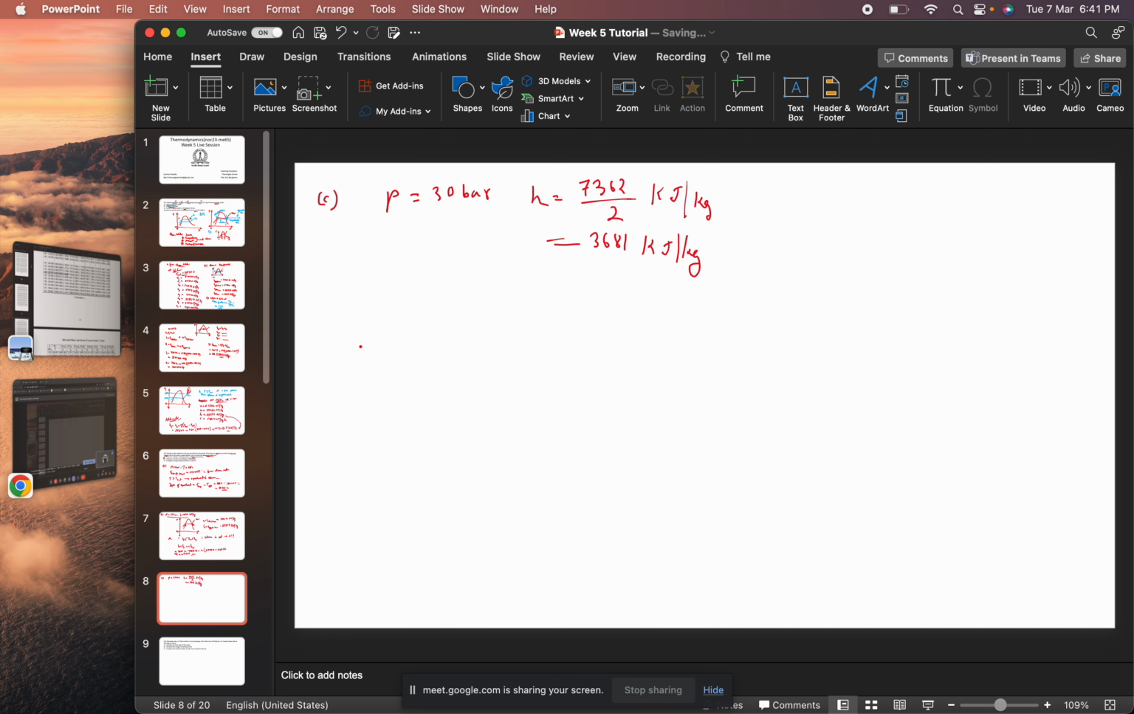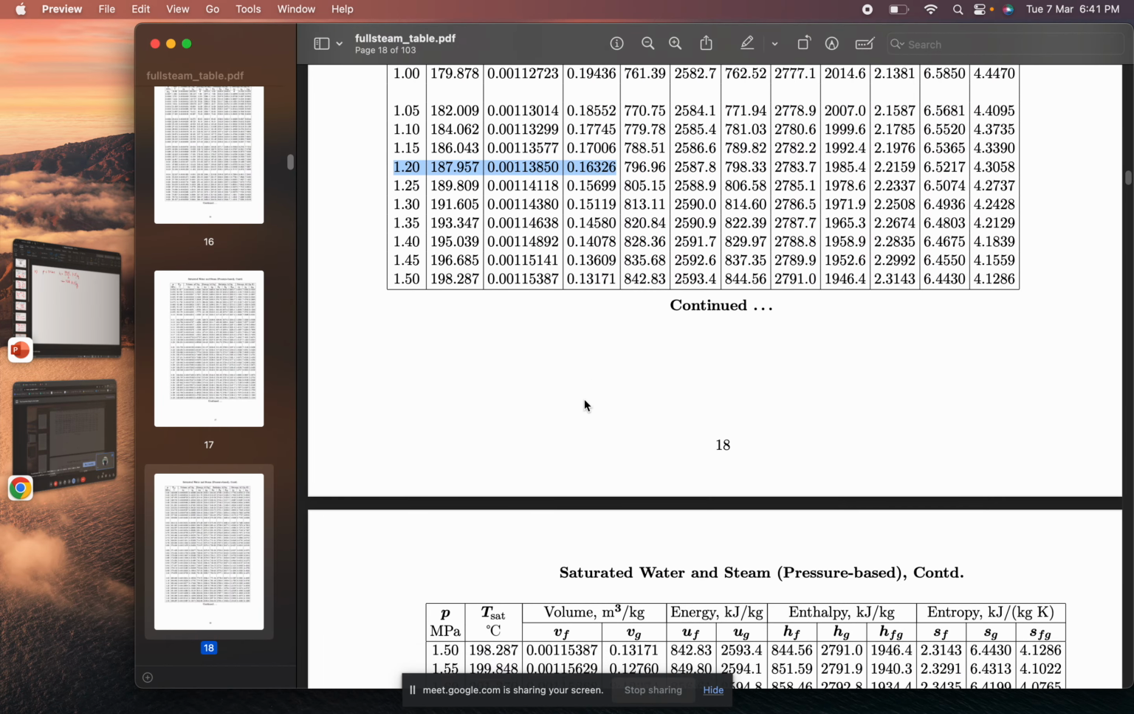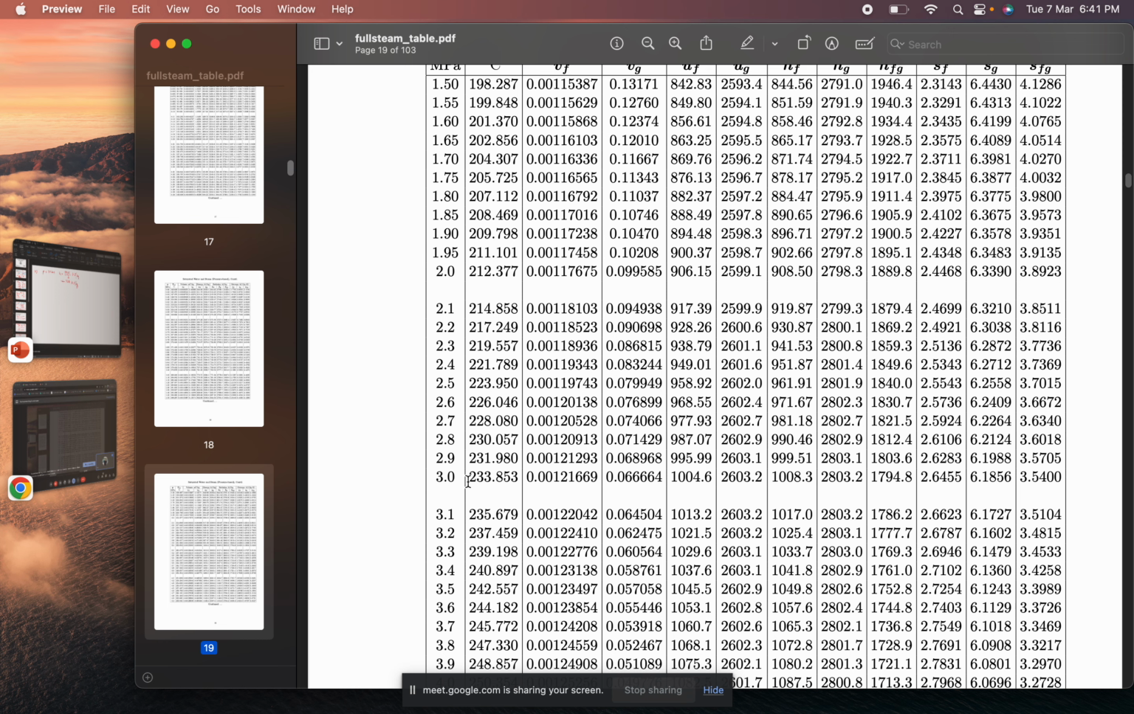Okay, so now we will go to the 30 bar, that is the 3 megapascal. So 3 megapascal, this is my 3 megapascal line. Okay, so this is again saturation, VF, VG, UF, UG, HF and HG. So we are concerned with HF and HG.